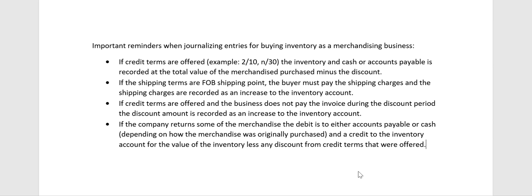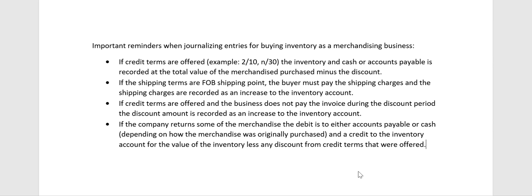If credit terms are offered and the business does not pay the invoice during the discount period, the discount amount is recorded as an increase to the inventory account. It's costing us more money to actually acquire our inventory than technically it should have. In theory, companies should be able to take advantage of any discount that is being offered to them.